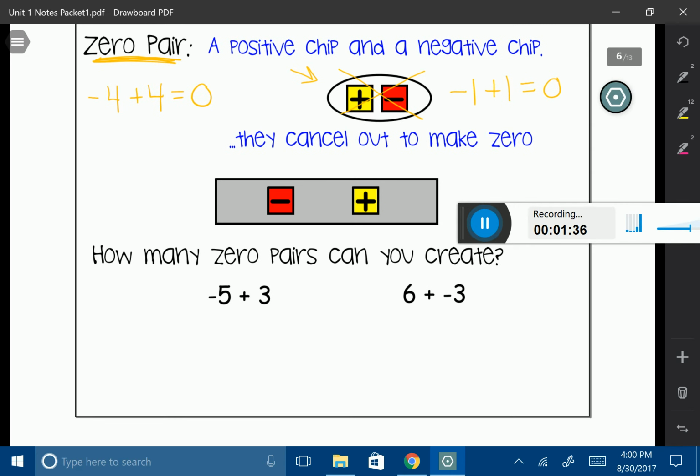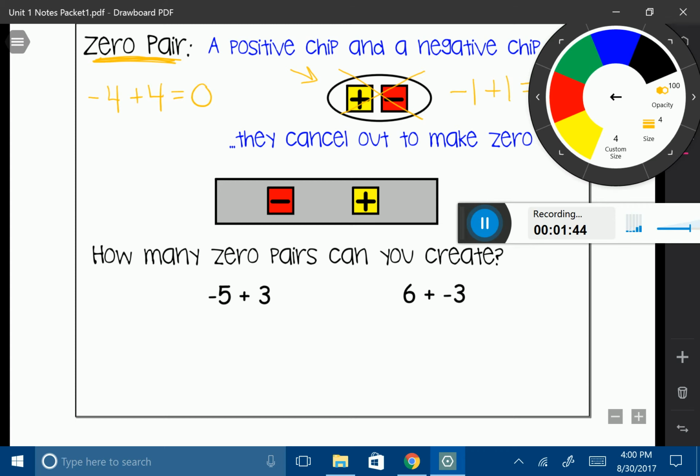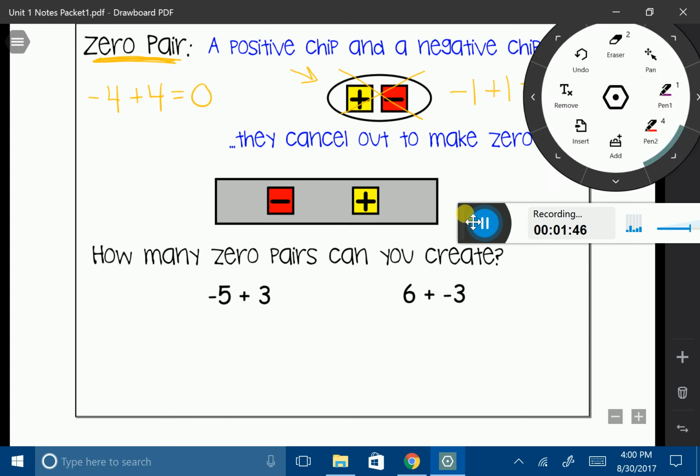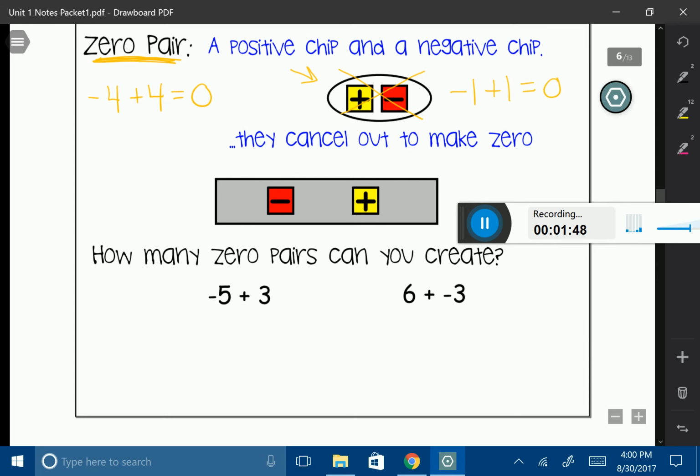It says, how many zero pairs can you create? The question says -5 plus 3. Okay, well, I'm going to use red for my negative and yellow for my positive, and I'm actually going to draw these out to show you. -5. Okay, well, -5 chips look something like this. There you go. I have 5 negative chips, and that's represented right here.